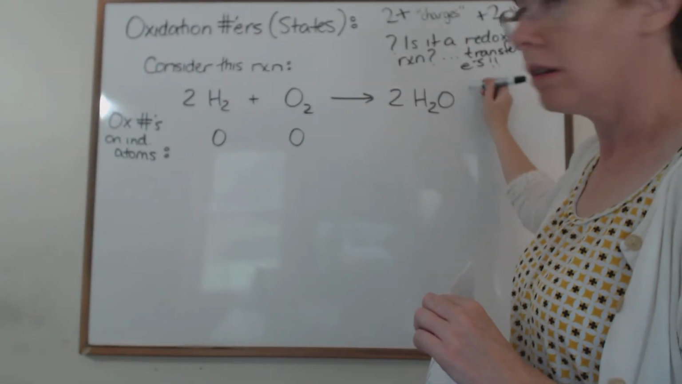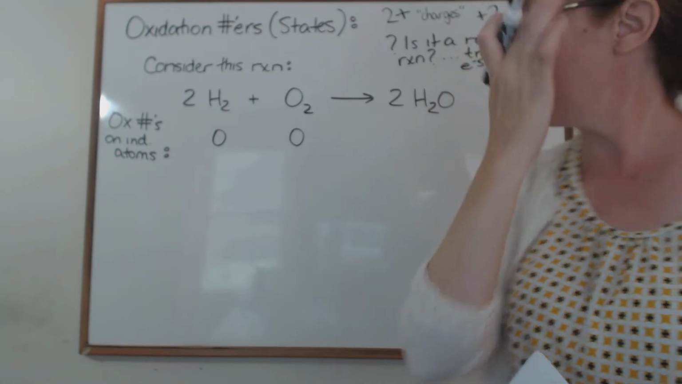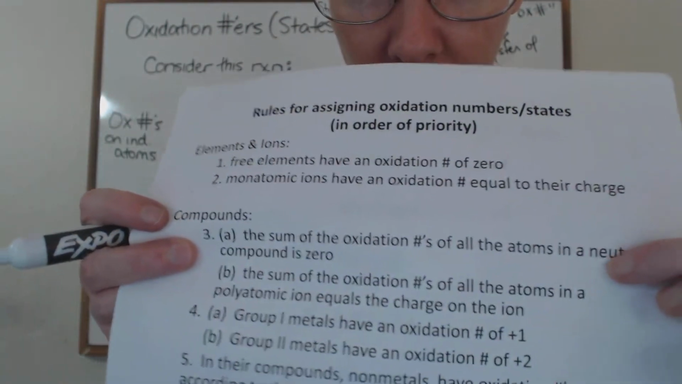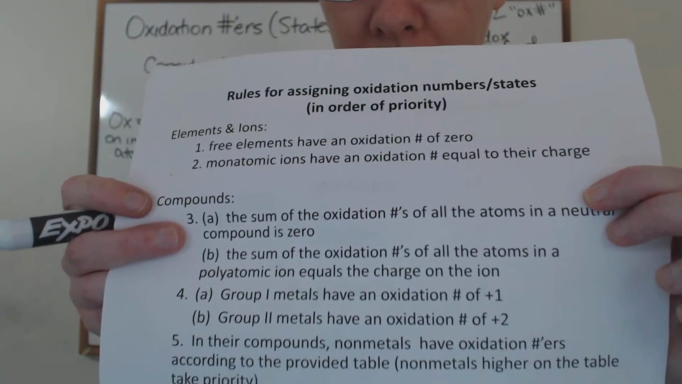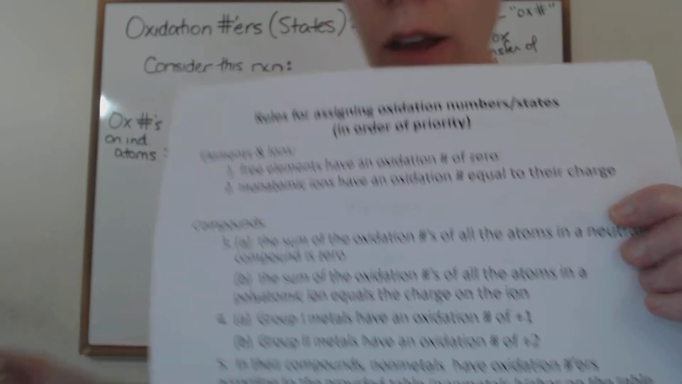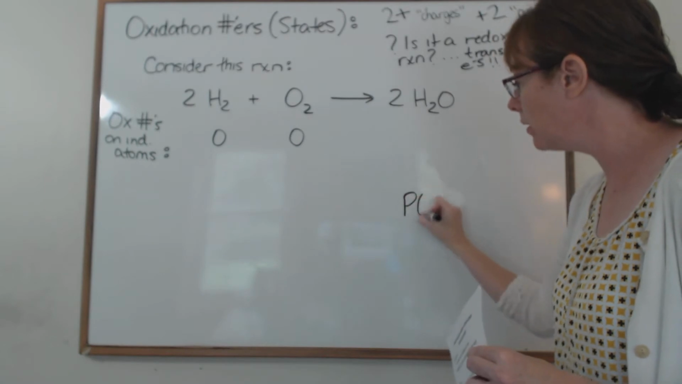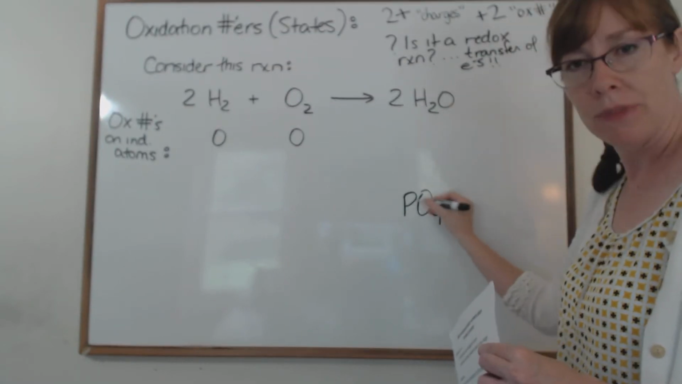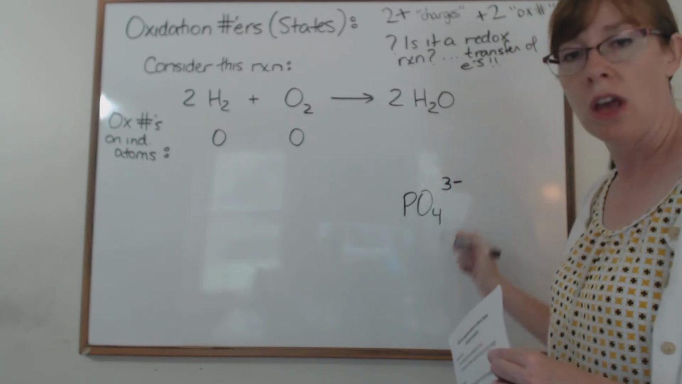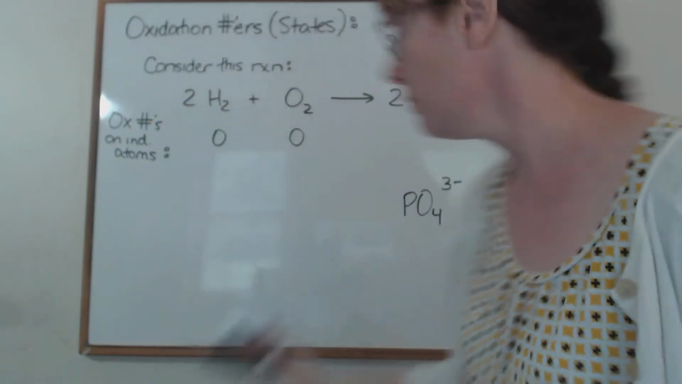As long as you don't see anything, it's a neutral compound. And by the way, compounds are neutral. Look at rule 3B. 3B says the sum of the oxidation numbers of all the atoms in a polyatomic ion. So the opposite of a neutral compound would be something like a polyatomic ion, where it has both phosphorus and oxygen, but you actually have a charge. So polyatomic ions versus neutral compounds.